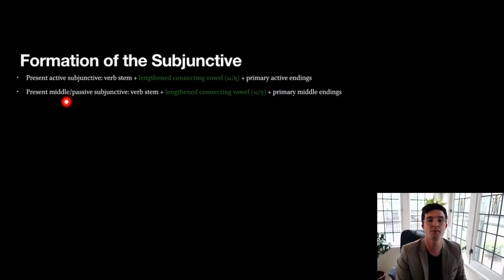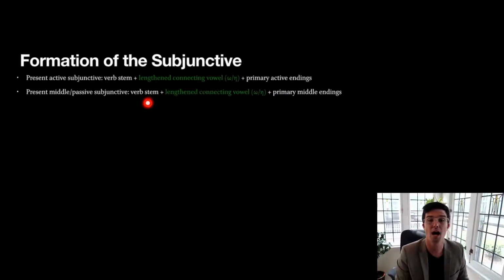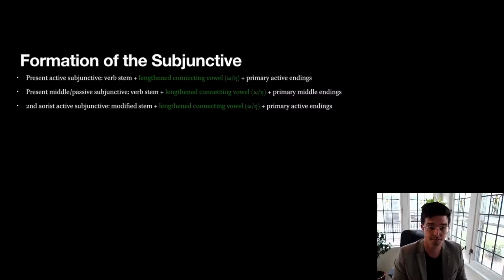So here, remember, when we have a slash between middle and passive, it means they are going to look exactly the same. The present middle subjunctive is going to look identical to the present passive subjunctive. And the only way you know whether it's middle or passive is based on the context of the sentence itself. Once again, we have an unaltered verb stem. We have that lengthened connecting vowel. And instead of the active endings, we have the primary middle endings for the present, middle, and passive subjunctive.